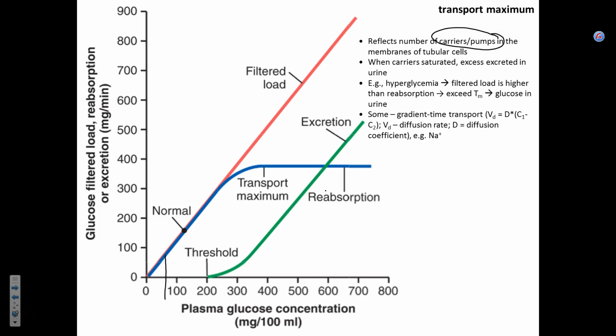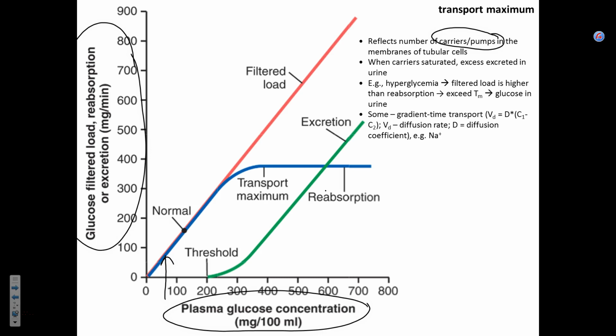So blue is basically the reabsorption graph for a particular ion. On the x-axis is the concentration, that is for glucose, concentration of glucose in the blood. And on the y-axis is parameters in the filtrate, in the kidneys. So here's what's going to happen. Look at this.